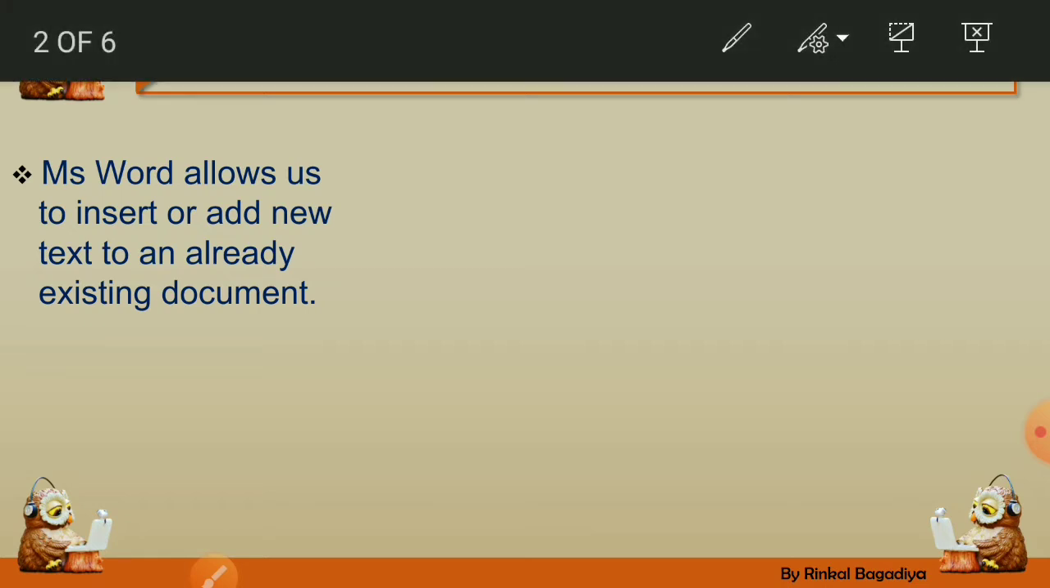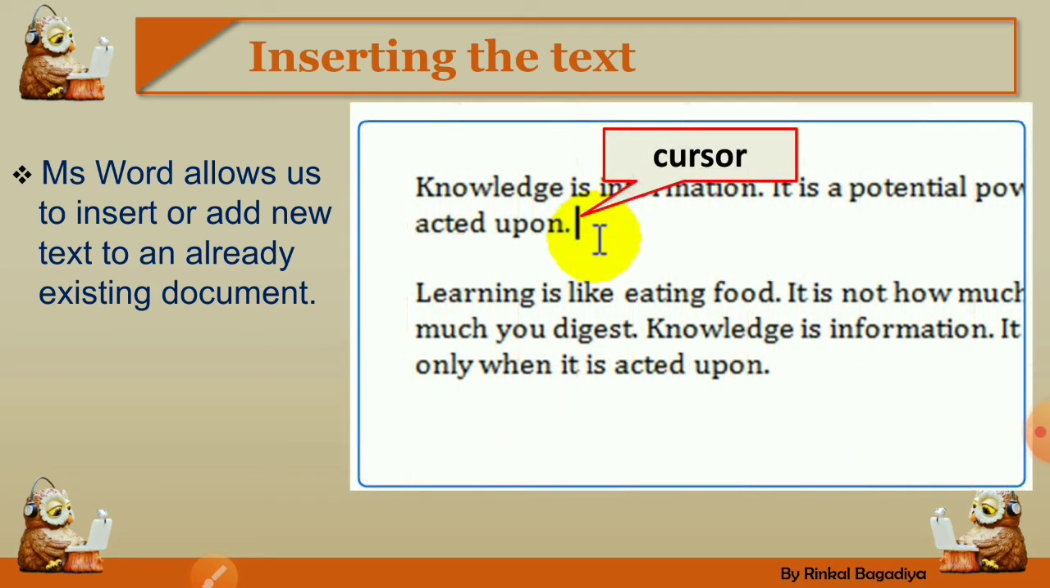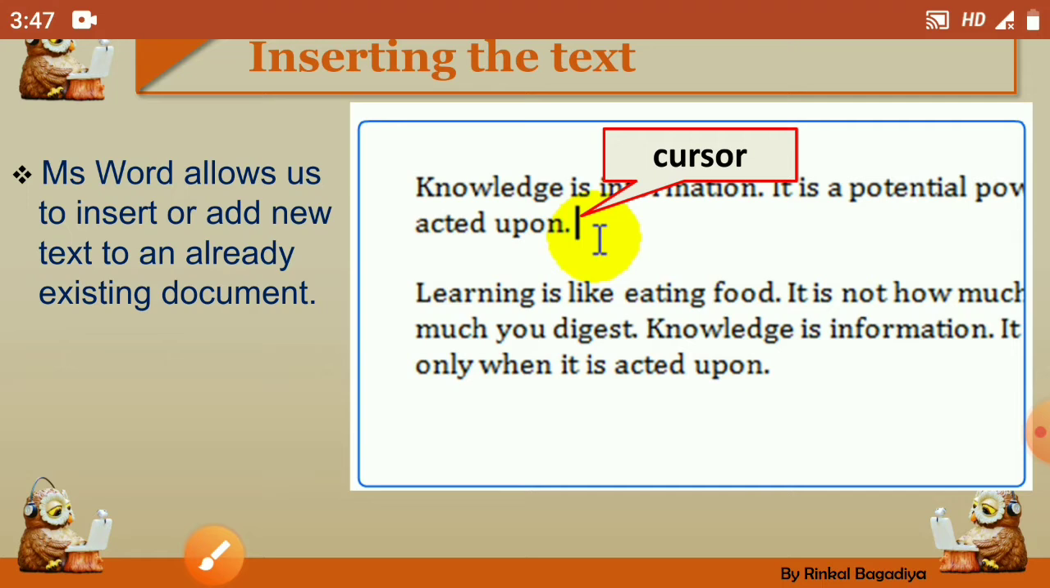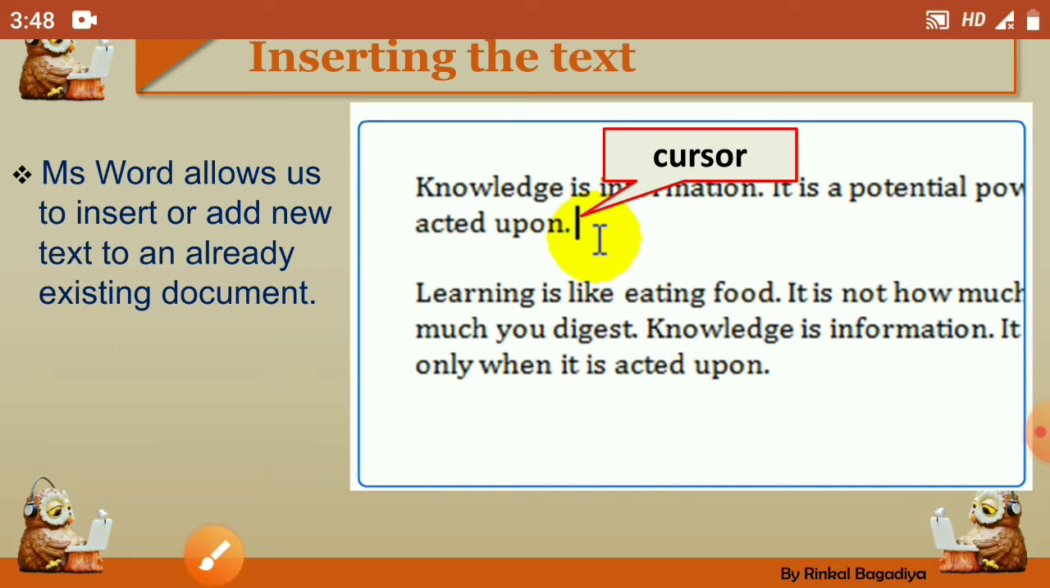As you can see on the screen, one window is given. In this, you can see the cursor is there. Yes, this vertical line is called the cursor. If I want to add text here, then I have to click at this point where I want to add the text. Take your cursor here. Then and only then you can add the text here. So this way you can insert or add text in your document.